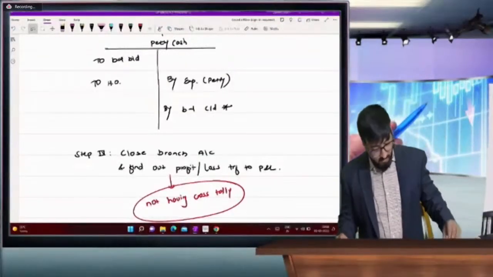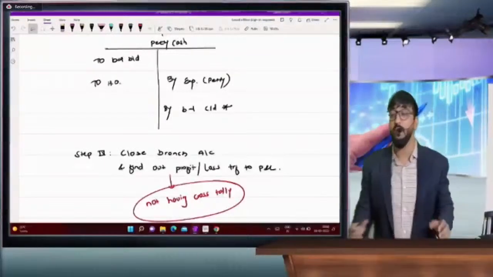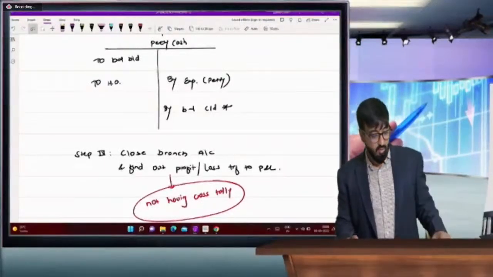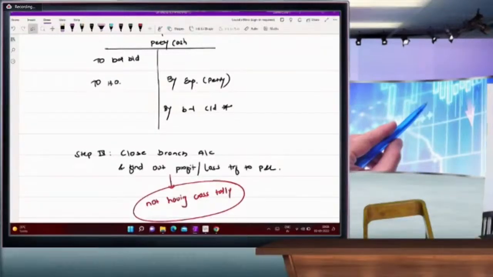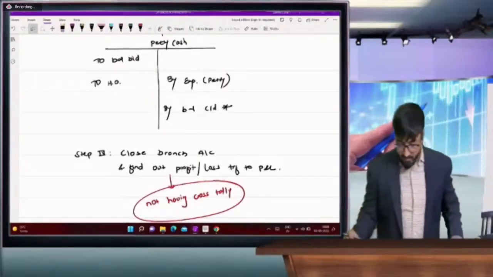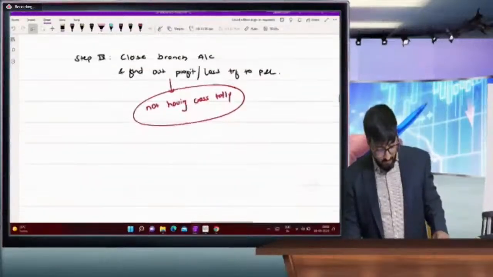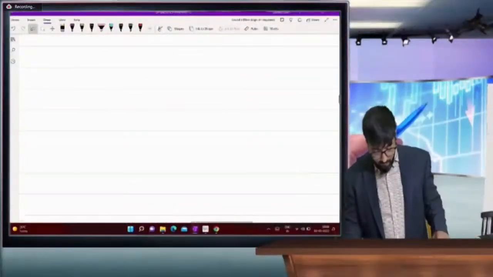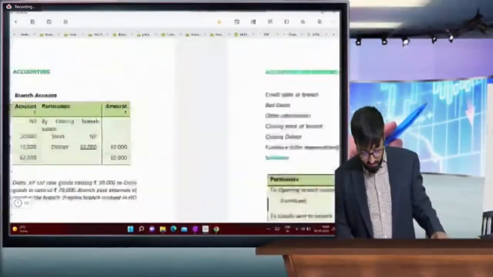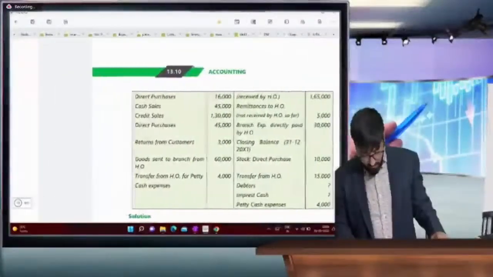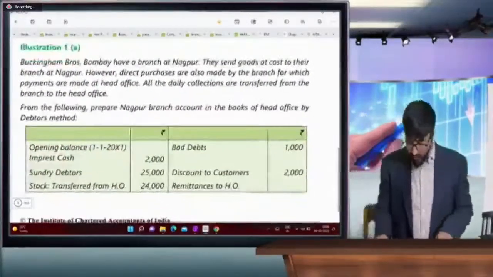Yes, South Indian students, you understood it. Otherwise, we will take one question and all concepts will be clear. Yes, very easy. Everyone, tell me in the comment section, is it easy or difficult? Chalo, we will take one question. Today's question, Illustration 1. Chalo, let's focus on this question now.